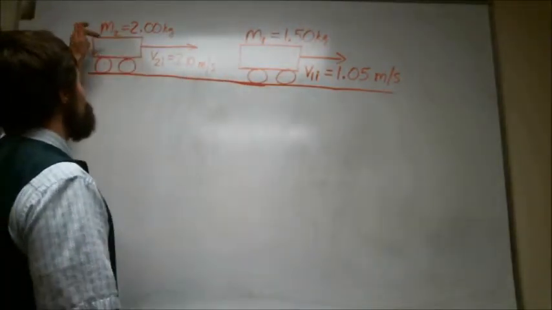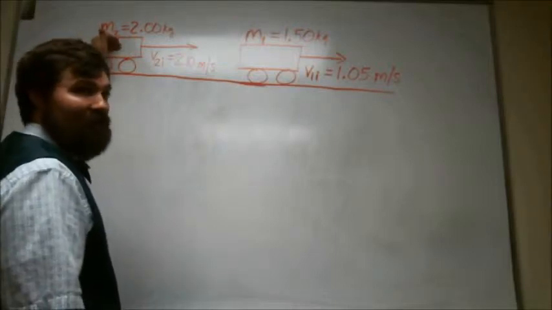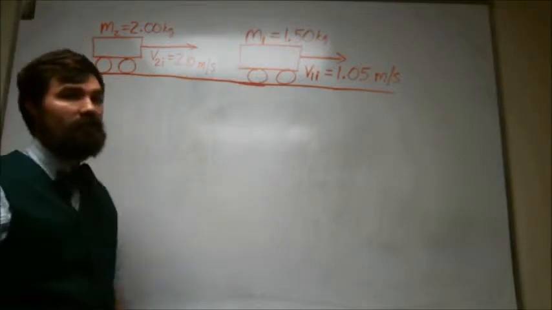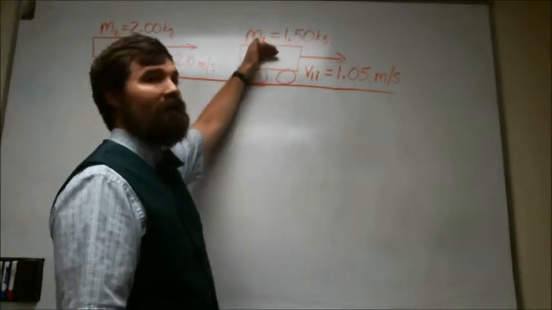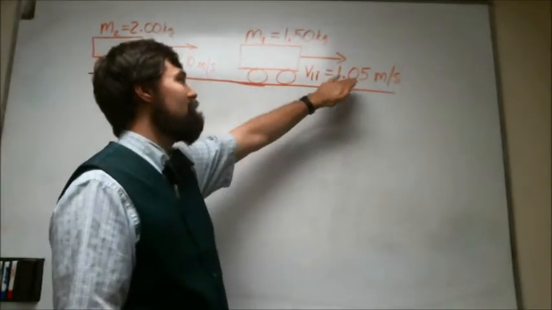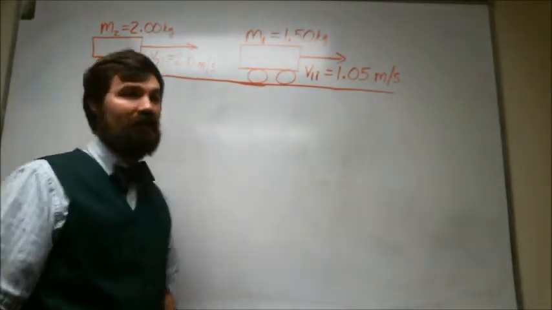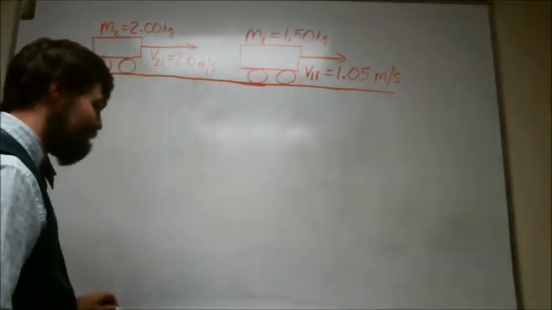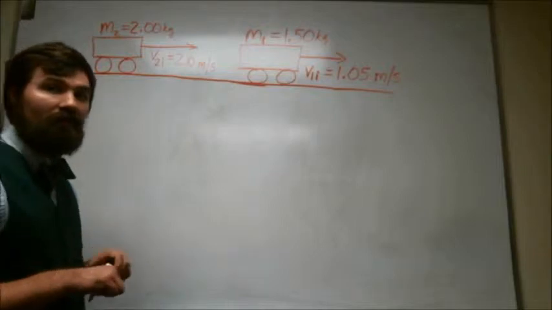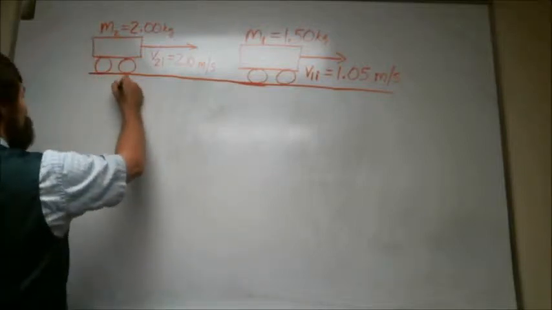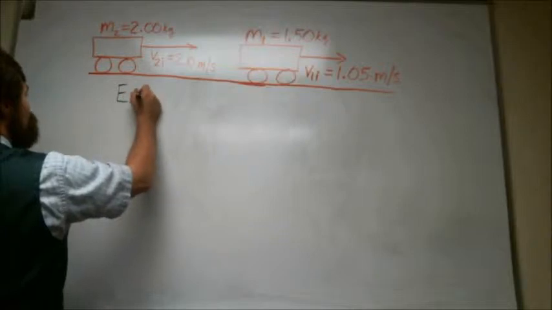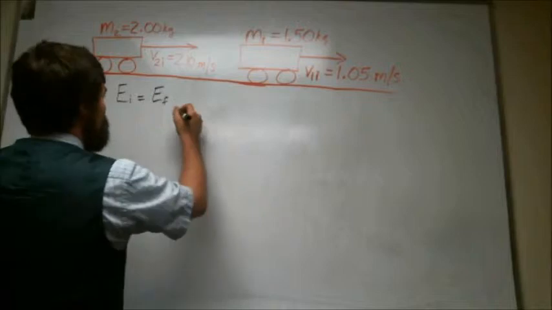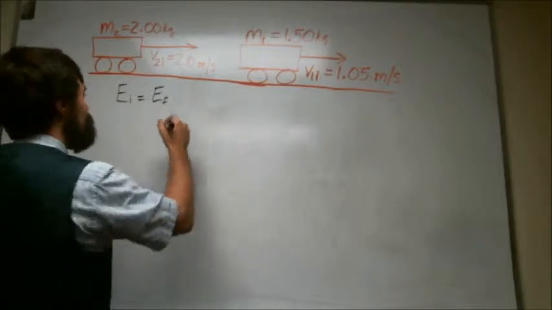So I take my second cart to have a mass of 2 kilograms and an initial speed of 2.1 meters per second. And I take the first one to have a mass of 1.5 kilograms and an initial speed of 1.05 meters per second, and they're initially moving in the same direction. So we need to conserve energy, and we need to conserve momentum. So energy conservation gives us the following. E initial has to be equal to E final. And specifically, we're talking about kinetic energy here.